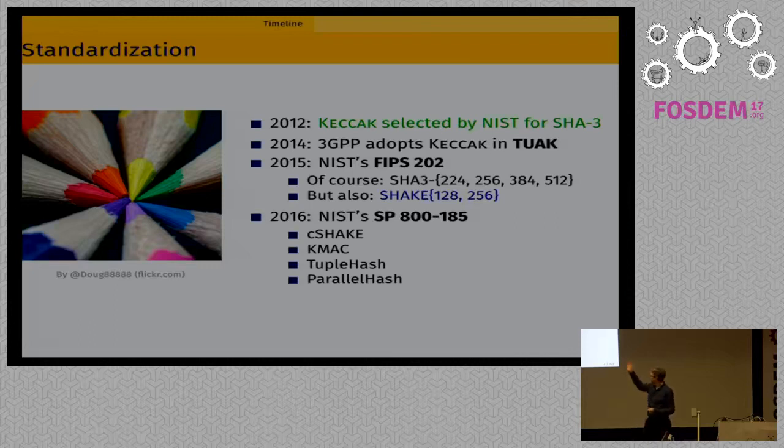Well, in the meantime, before it was actually standardized by NIST, the 3GPP consortium published a new standard called TUAK, making use of Keccak internally for application in SIM cards. And then more recently, in December last year, NIST published some new functions standardized based on Keccak in the special publication 800-185.